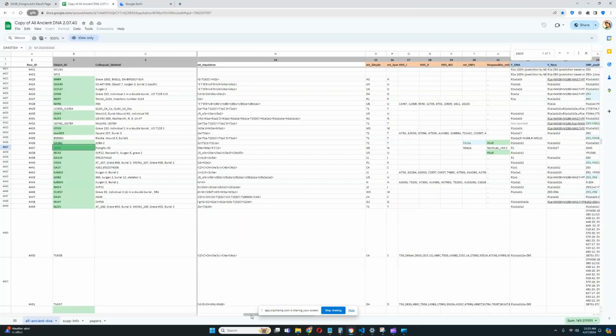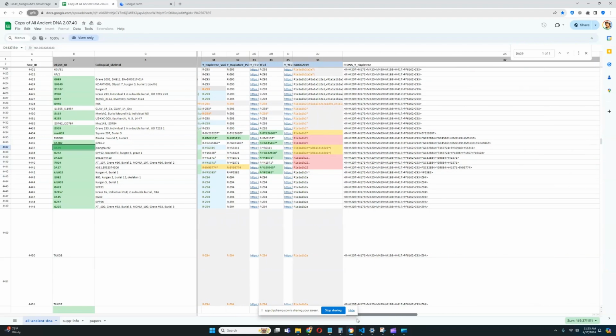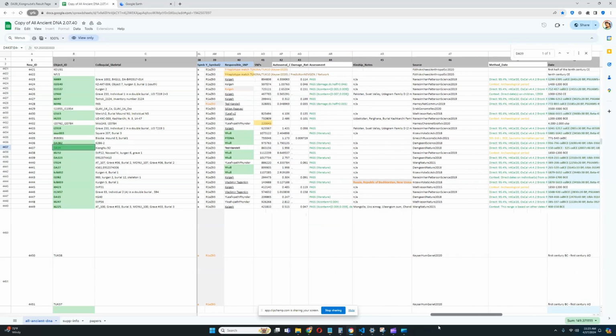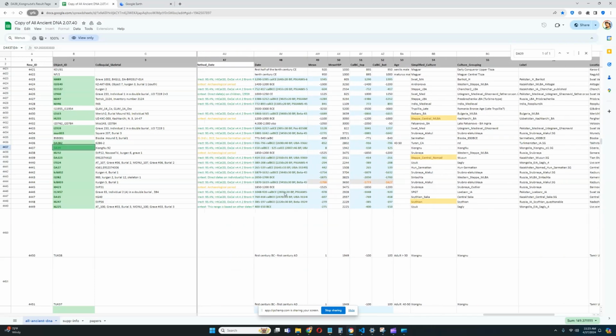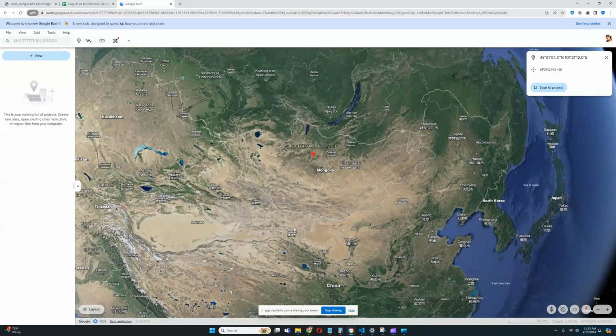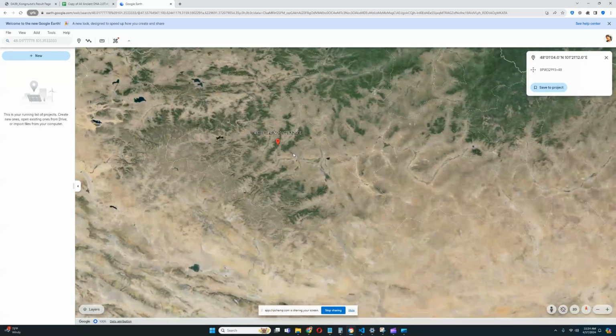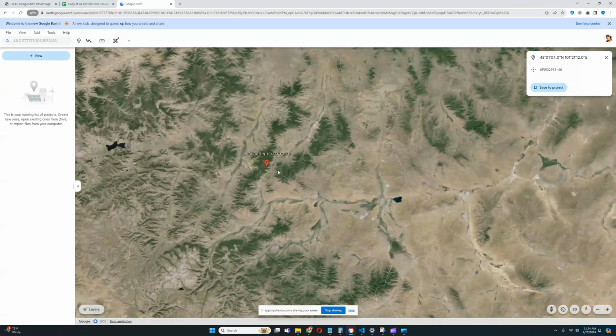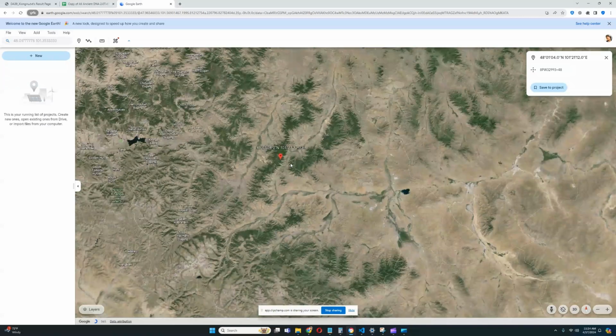But we know he's R1A Z645, and from that, the subclade is Z93. So he belongs to the Indo-Iranian branch of R1A. In terms of the time period when he lived, it looks like he lived in the Iron Age, and he lived right here in Mongolia, in this coordinate. This is where the DNA sample is from.